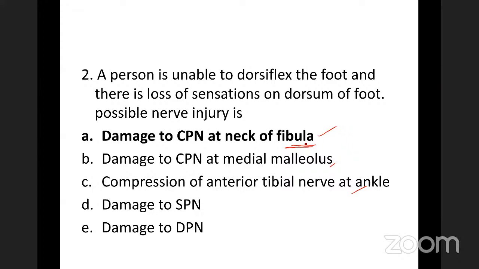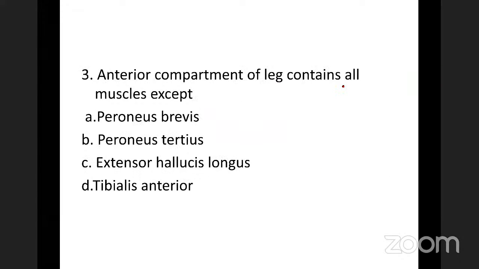Yes, ma'am. Okay. Anterior compartment of the leg contains all muscles except peroneus brevis, peroneus tertius, extensor hallucis longus, tibialis anterior. Ma'am, peroneus brevis. Yes, excellent. So, anterior compartment muscles, name the muscles. You have tibialis anterior, extensor hallucis longus, extensor digitorum longus, peroneus tertius.